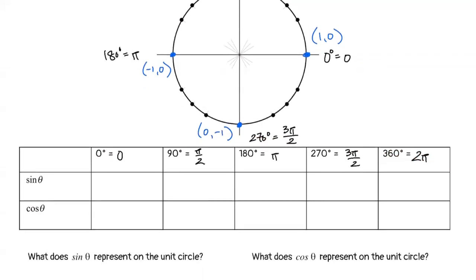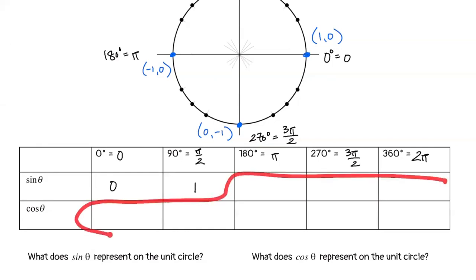So what I mean is that to fill in this box in my calculator, I would type in sine of 0, and then it would give me a number, okay? So if I type in sine of 0, I get 0, yeah? So what would I type in to get the next box over? Sine 90. All right, anybody have a value for that? Sine 90. 1, perfect.